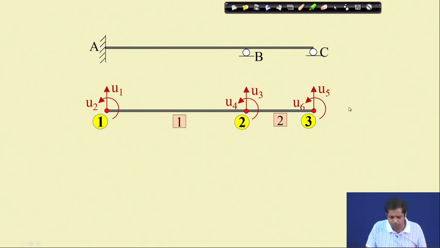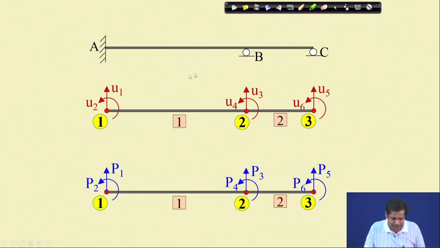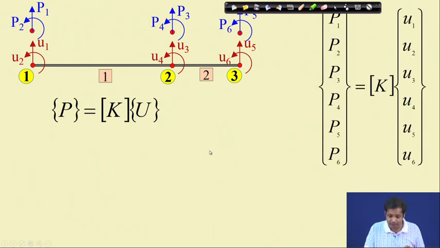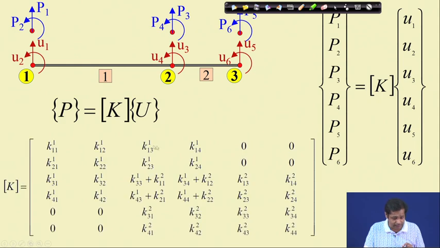So, these are the displacement and load vectors, and they are related to each other through this equation, where K is the global stiffness matrix, P is the global load vector with 6 components, and U is the global displacement.